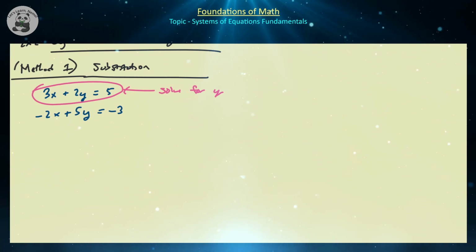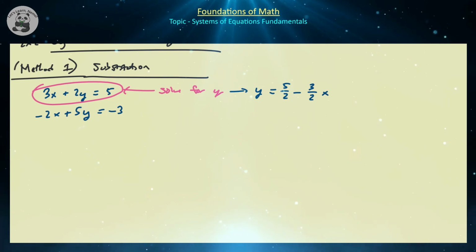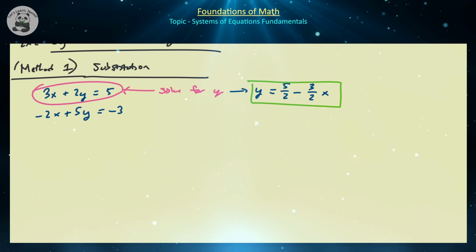Once we do solve for y in that particular equation, we're going to have y is equal to 5 halves minus 3 halves x, or 5 minus 3x, all divided by 2. So that's what we get there.